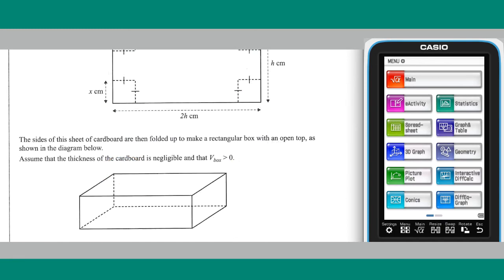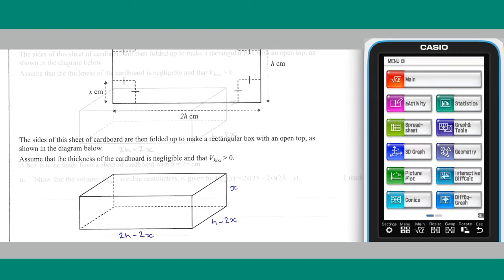Based on the method of its construction, the dimensions of this box are x, the side length of the cut corners, by h take 2x, the shorter side, length h, with two x lengths cut from it, by 2h take 2x, the longer side, length 2h, with two x lengths cut from it.